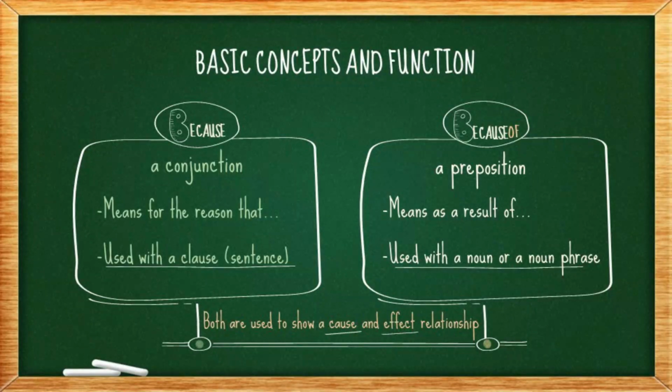Concept number 2. Because and because of are used to show a cause and effect relationship. So there are two sentences combined by because and because of, and they show a cause and effect relationship. Concept number 3. Because is used with a clause or a sentence, while because of is used with a noun or a noun phrase.